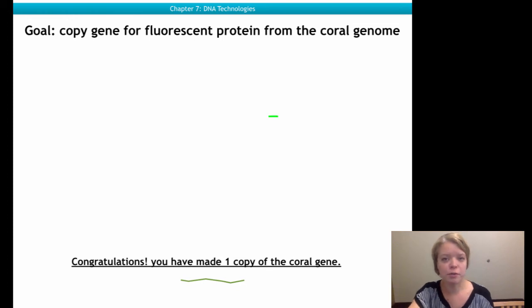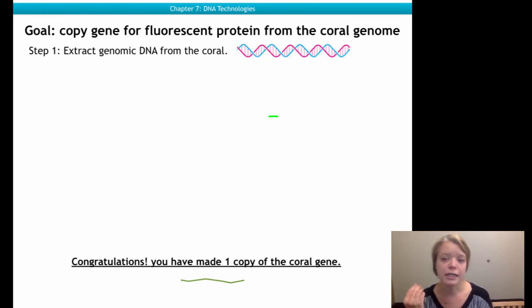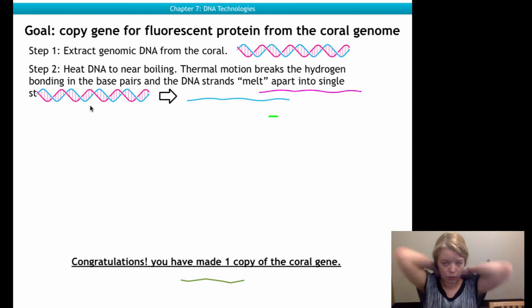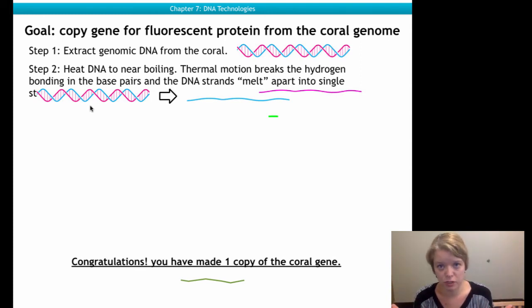Now, let's go back to our goal to copy the fluorescent protein from the coral genome. So let's say we did step 1, so we extracted genomic DNA from the coral. Now, since DNA polymerase needs a single-stranded DNA molecule, and we don't add a helicase, it will not create a single-stranded molecule from a double helix. Instead, people resort to the brutal means of just heating the DNA molecule to near boiling, so that it denatures. All the hydrogen bonds between the base pairs come apart, and instead of a double helix, at the boiling point, you end up with 2 single-stranded stretches of DNA.